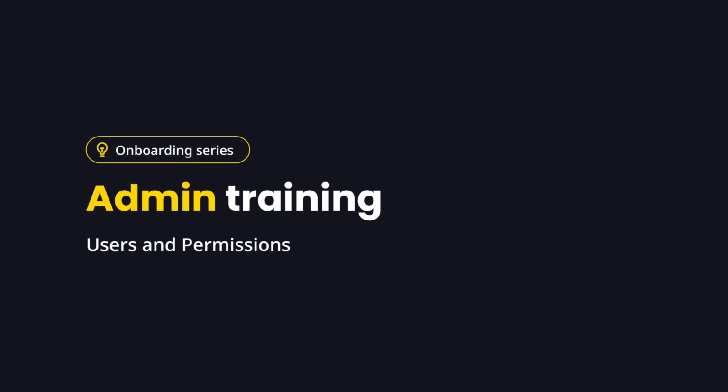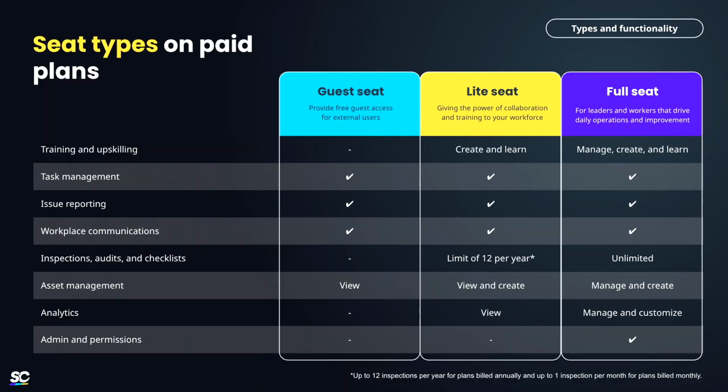In this video, we'll dive into part 1 of admin training, where we'll explore the different seat types available in SafetyCulture and guide you through setting up your users and permissions. SafetyCulture offers 3 seat types: full, light, and guest, designed to match the diverse responsibilities of your team. Each seat type comes with its own specific levels of access and functionality.